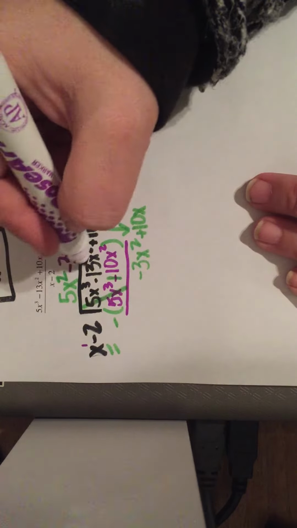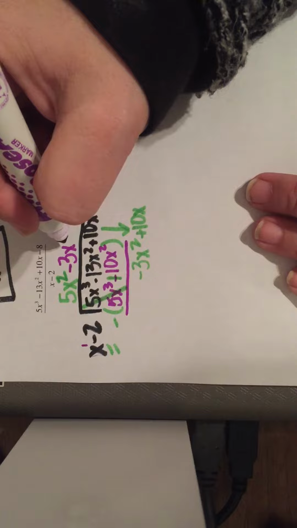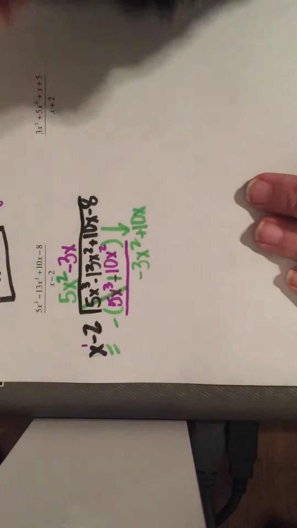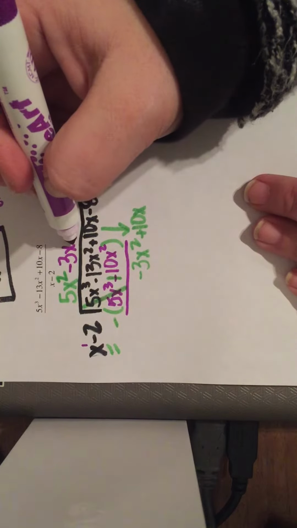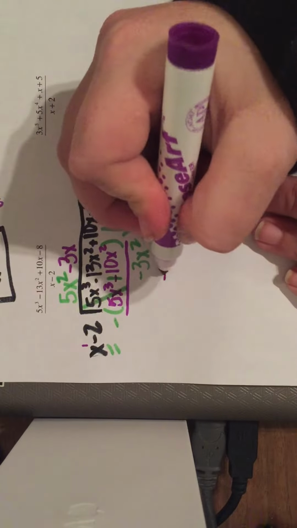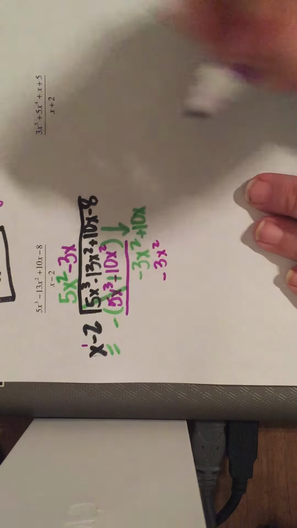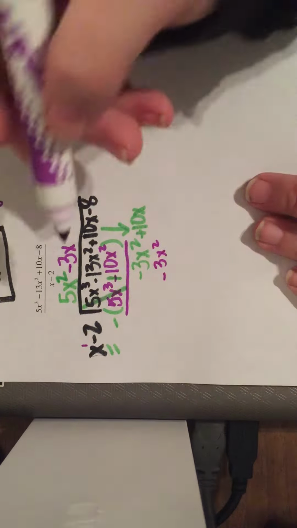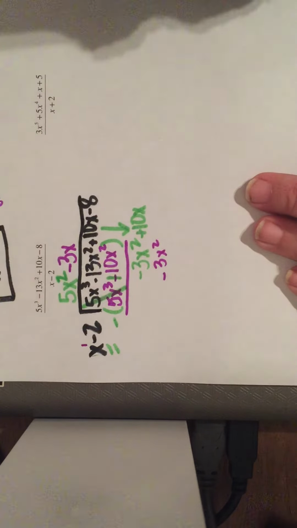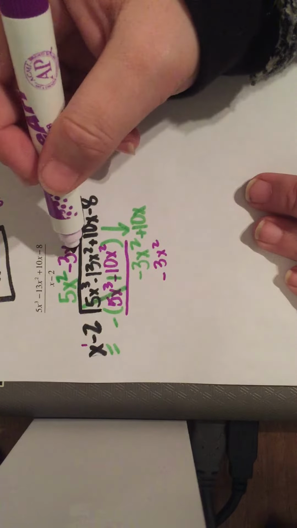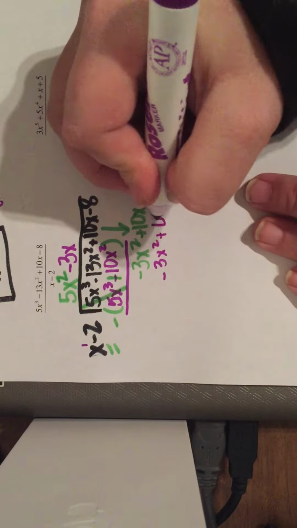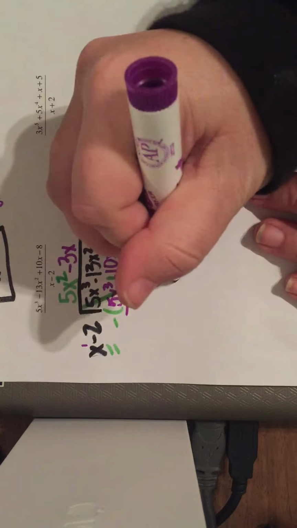Now, what do I need to do with my negative 3x? I got to multiply that negative 3x times both of these terms. So negative 3x times x is going to be negative 3x squared. And then I have to say negative 3x minus 2. So that's going to be negative 3 times negative 2. That's positive 6. And then it's just going to be an x.